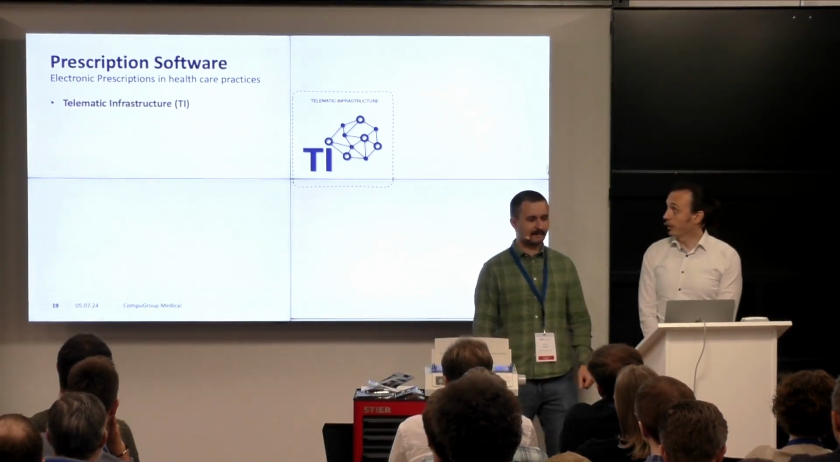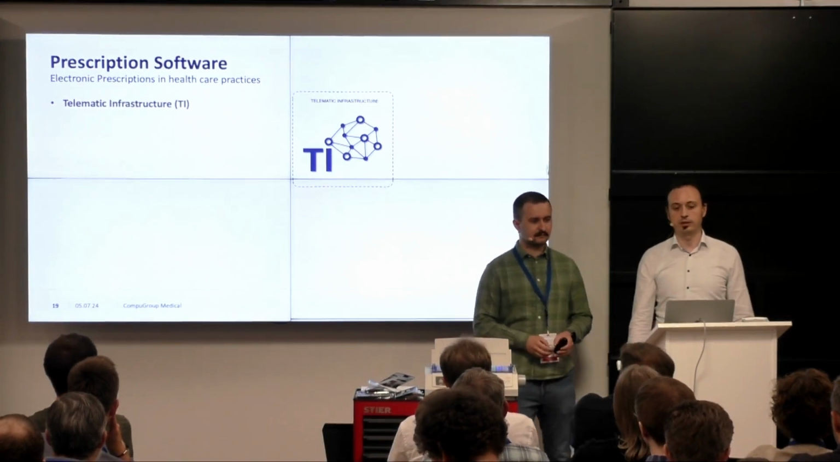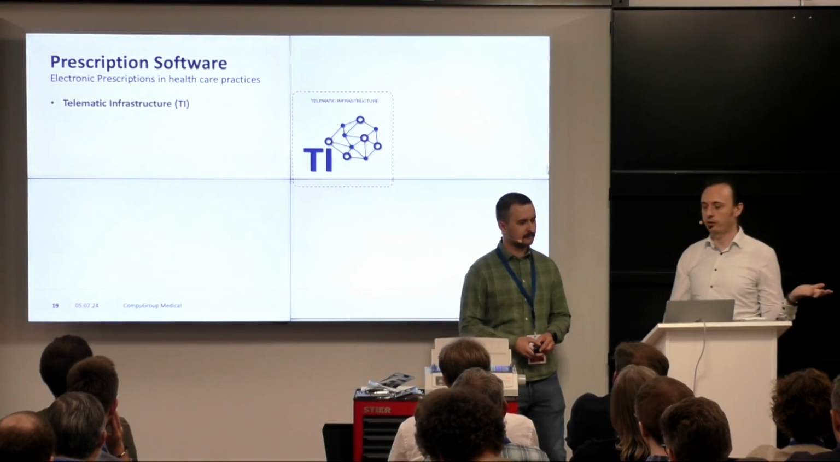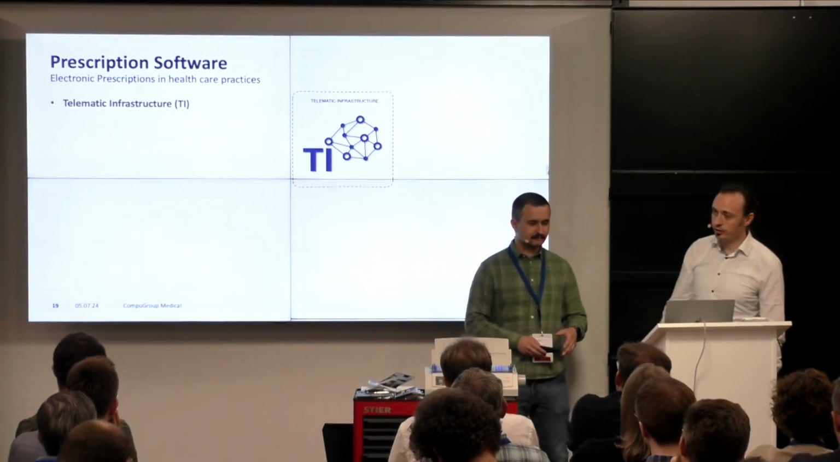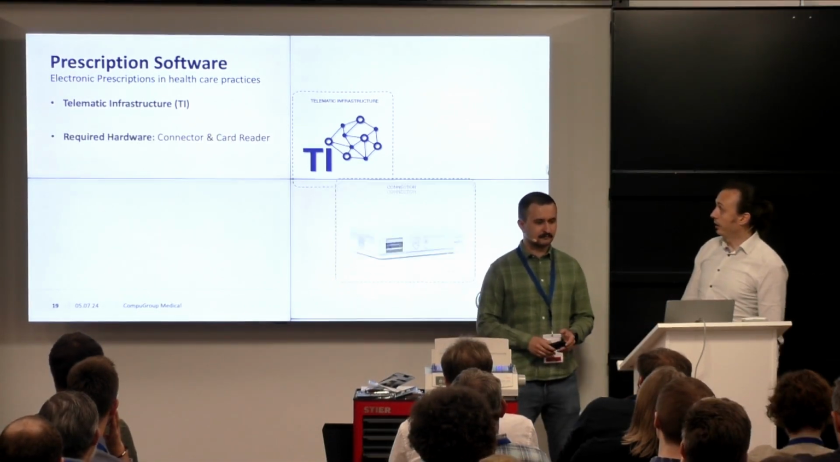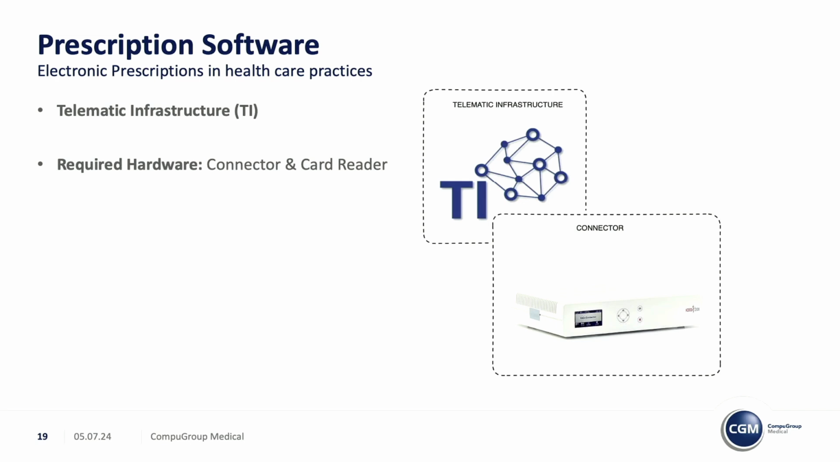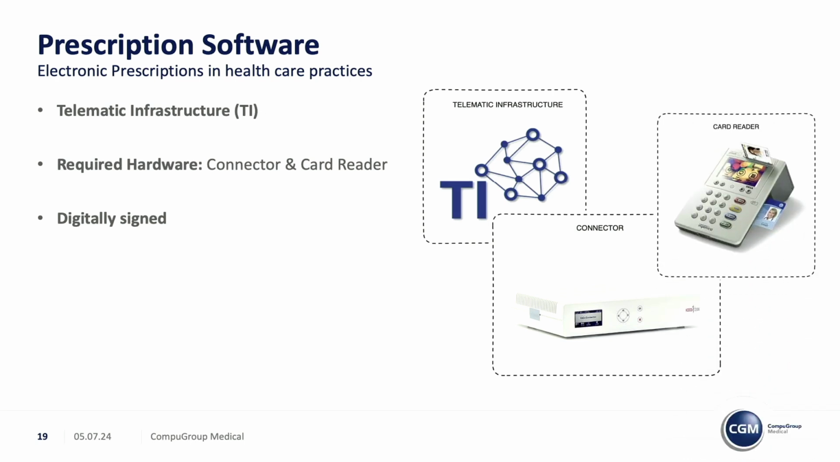Yeah, so what are the big players involved in getting electronic prescriptions going? Right now we need a central infrastructure. In Germany, this is called the telematic infrastructure that is maintained by a government-owned company called Gematik. And to send data to that infrastructure, you need a connector that facilitates the network connection to it. And you need a card reader. In this card reader, you put in 2 cards, your practice card and your doctor's card. You type in your PIN, and together with the patient's insurance card, you then have a digitally signed e-prescription.